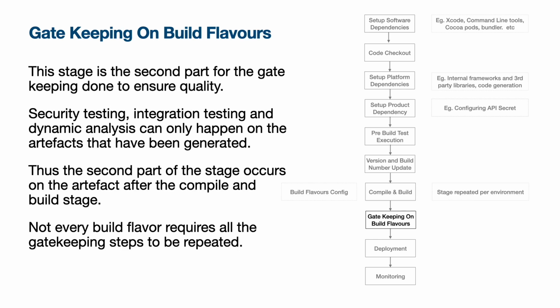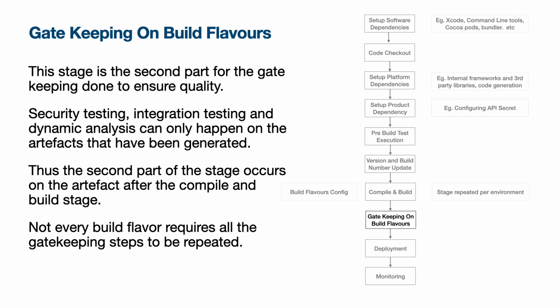As the compile and build stage is over, the artifact for different environment could be created. Further to that, the second stage of gatekeeping kicks in. This stage typically has steps like security testing, integration testing, dynamic analysis, etc. The second part of the stage occurs on the artifact after compile and build, and it happens on each artifact for different environment.